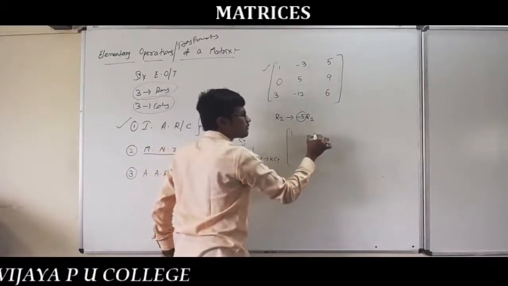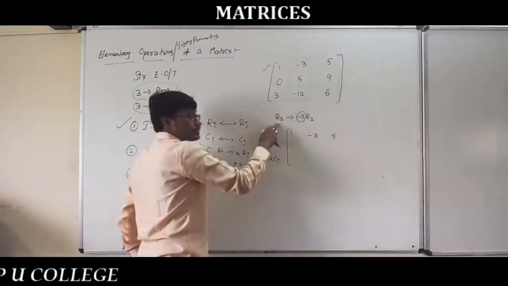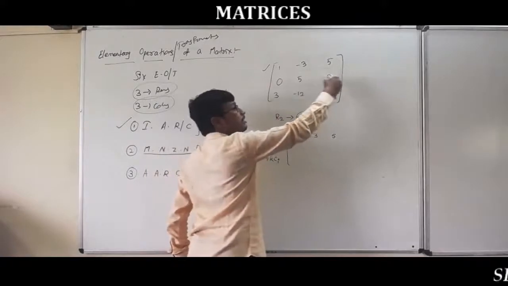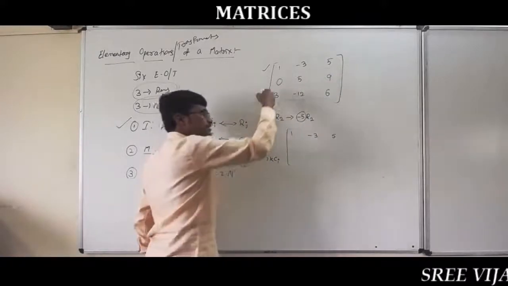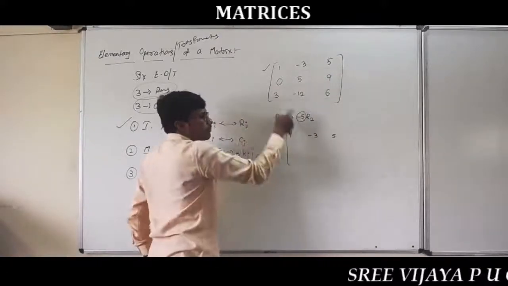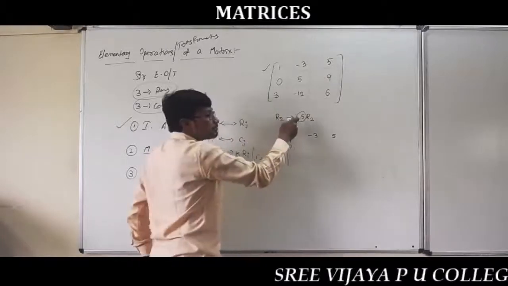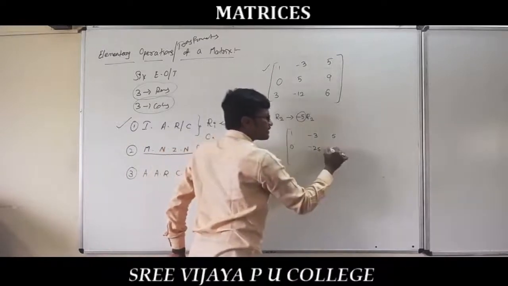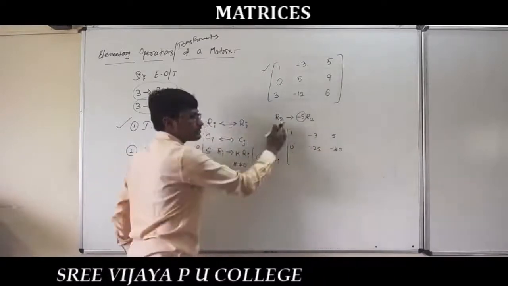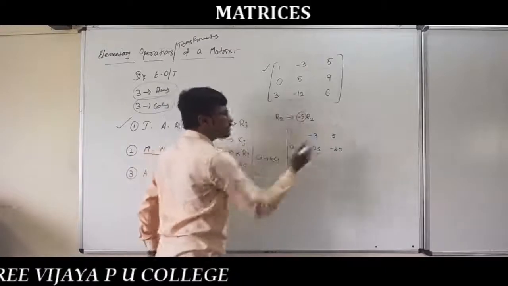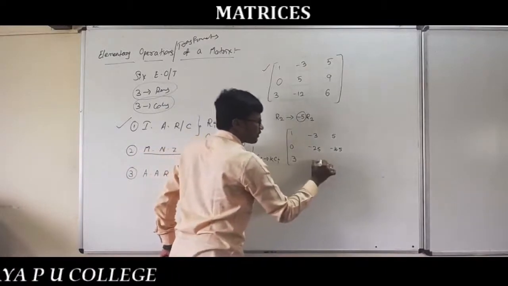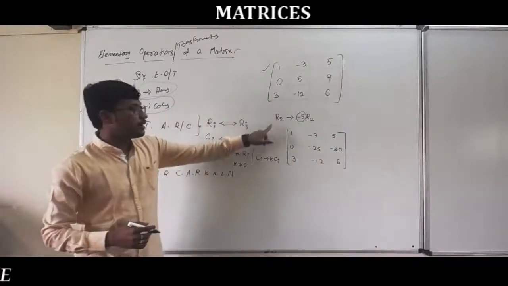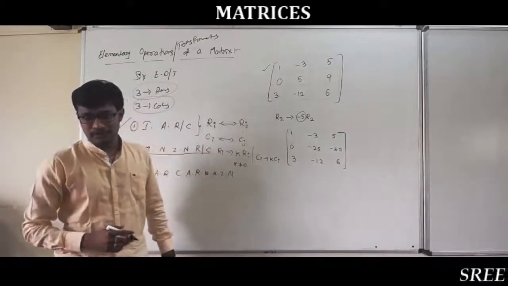1, minus 3, 5. The second row can be taken as minus 5 times R2. So, for the entire row R2, all elements of R2 are multiplied by minus 5. Minus 5 into 0 is 0. Minus 5 into 5 is minus 25. Minus 5 into 9 is minus 45. So, this is for R2. And R3, again there is no elementary operation, write it as it is: 3, minus 12, 6. So, this is applying that R2 changes to minus 5 times R2.